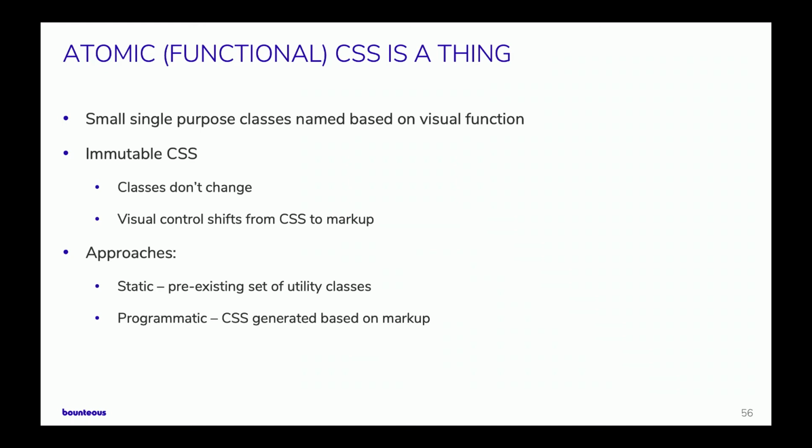And there are also kind of a couple of sub-approaches within this. One is the static approach. So you basically have a particular set of utility classes that you can use. There's usually some control with variables to customize it a little bit. There's also the kind of wild programmatic approach where you define your functional CSS and your markup, and then that is generated. The CSS is actually generated by what you use in your markup.